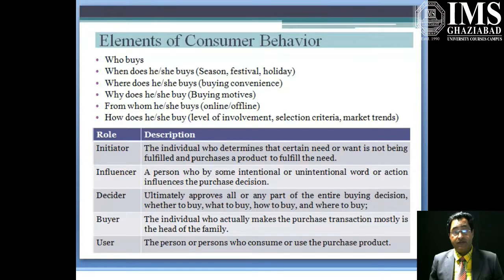So, the next comes influencer. An influencer is a person who, by some intentional or unintentional word or action, influences the person's decision. Like, I'm a son, and I finally influenced my father: Papa, whenever you are out of the home, even when I'm not present in my home, I want to talk with my mom with WhatsApp calling, right?